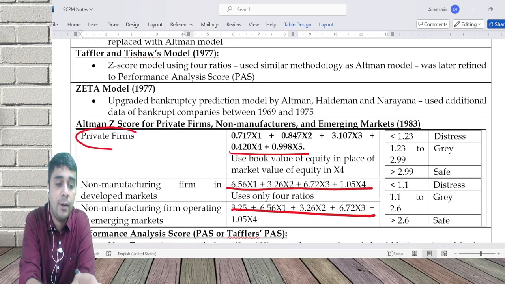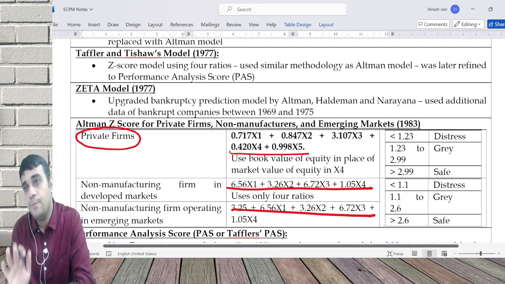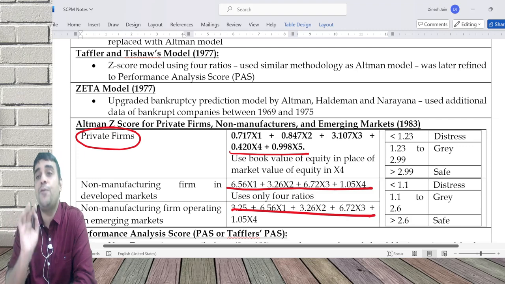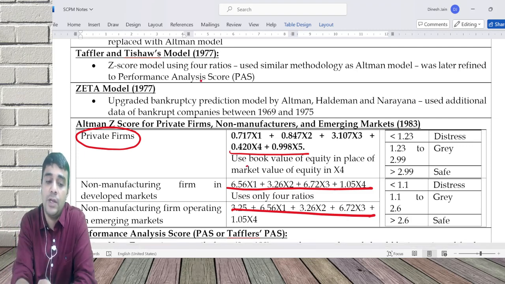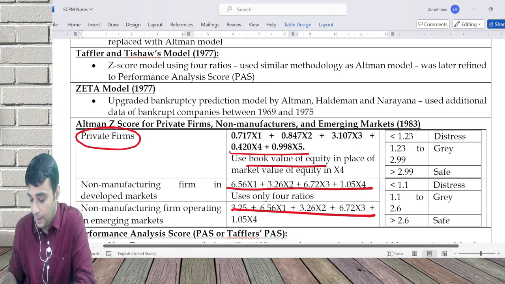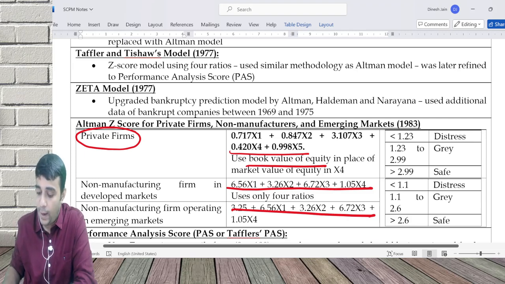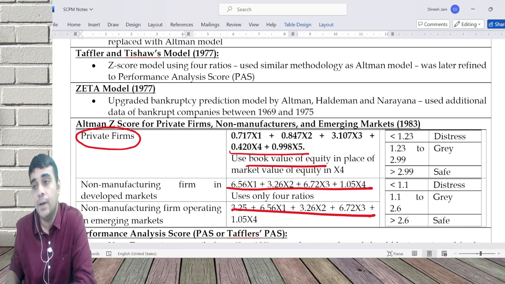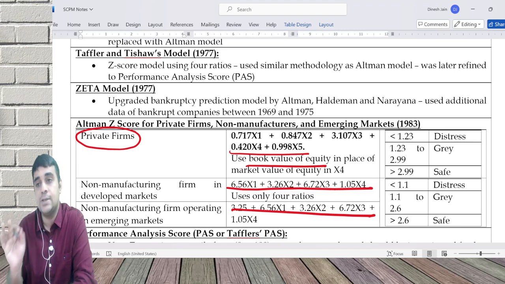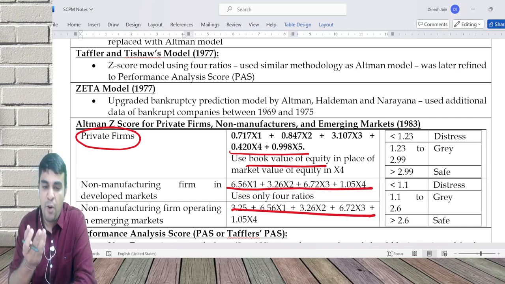Sometimes you'll have to do it for a private firm. Same formula in X4. What is the formula for X4? You do not have market value, so they say use book value. Use book value of equity, because market value of equity is not there. That is the only change they are talking about here. Use book value of equity and not market value of equity.